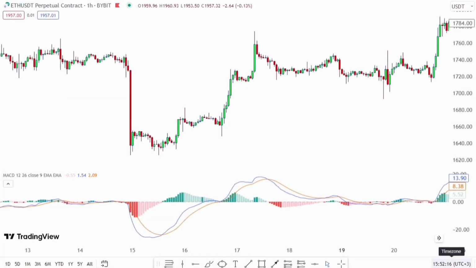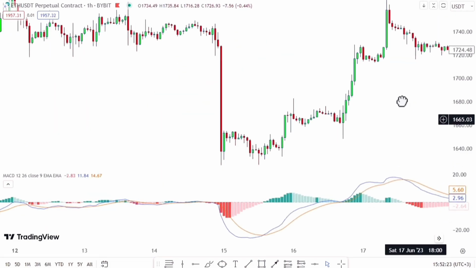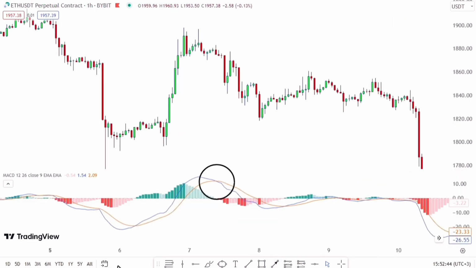Now, the way traders utilize this indicator to identify momentum is by looking at the crossover between the MACD line and the signal line. Let me show you an example. If the MACD line crosses above the signal line, it indicates that the market is on an upward momentum, and if it crosses below, it indicates that the market is on a downward momentum. I know these kinds of concepts are basic. I'm just pointing them out for those friends of ours who are a little bit more rookies in the market.